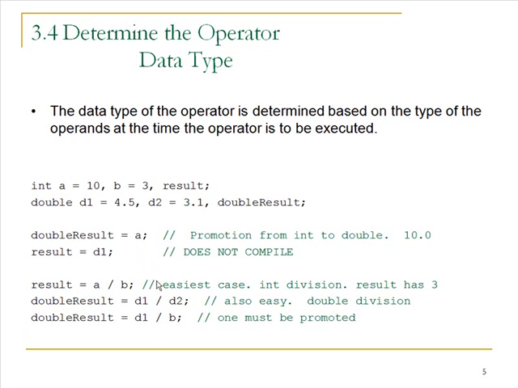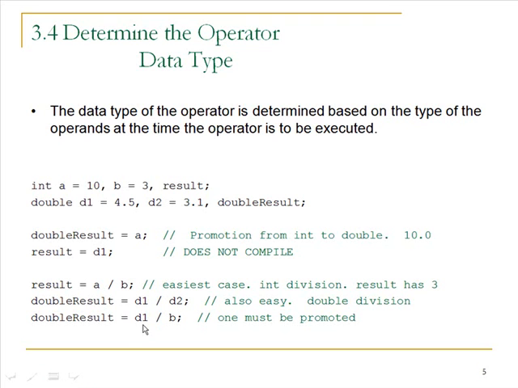So let's look at some statements that have arithmetic operators in them. We have result gets A divided by B. This is the easiest possible case. These are all integer or int variables. So we have 10 divided by 3, which is 3. And 3 is in the variable result. Now this is also easy. We have a double divided by a double, and the result is a double.